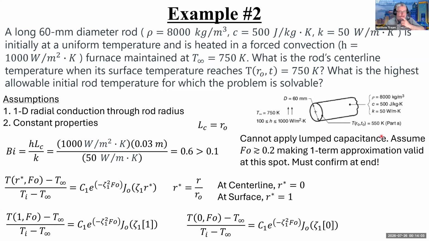And so what that means is I have to use the exact solution, but I want to try to use the long-term approximation to the exact solution. So I'm going to do the same thing I did before, which is to assume that the Fourier number is greater than 0.2, allowing me to use the one-term approximation, but then I have to confirm in the end that I can do that.